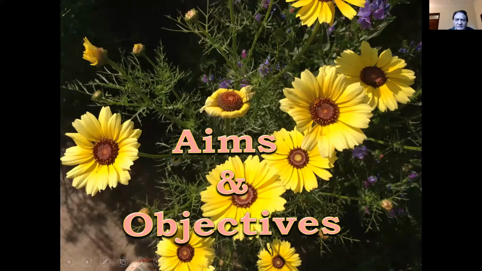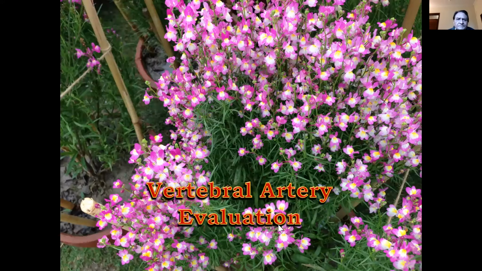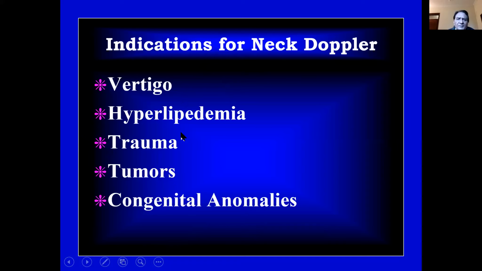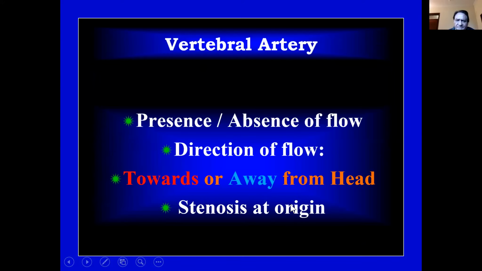Aims and objectives. First of all, vertebral artery evaluation and neck Doppler. Indications: hypertension, diabetes, stroke, family history of stroke, and coronary artery disease, vertigo, hyperlipidemia, trauma, tumors, and congenital anomalies. For the vertebral artery, we have to record the presence or absence of flow, and the direction of flow. Is it toward the head or away from the head? And stenosis at the origin.